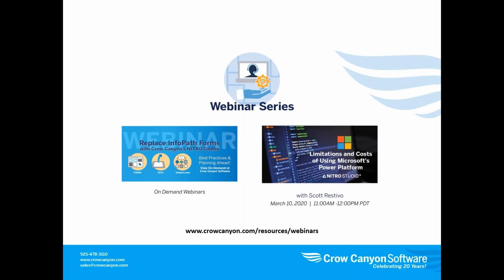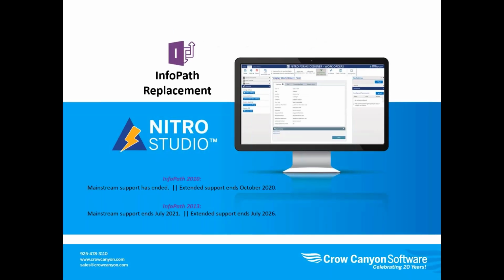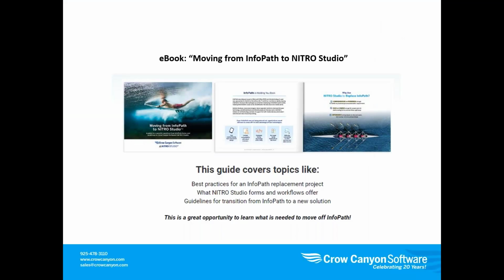Last month's webinar on replacing InfoPath forms is available on demand. We have a whole set of information and resources on it on our website, including a website on InfoPath replacement. We have a guide and an ebook that you can download on InfoPath replacement, if that's your concern and your interest in this webinar. We have a lot of projects in place already. If you do want this ebook, just send an email to sales@crocanyon.com and say, I want the ebook. But if you have any InfoPath replacement projects, talk to us directly. We have a lot of information and knowledge on it.